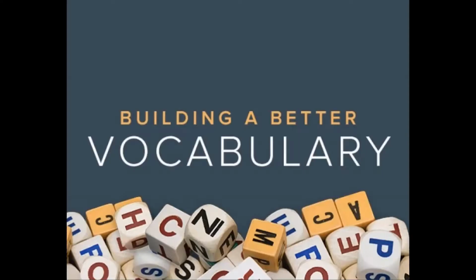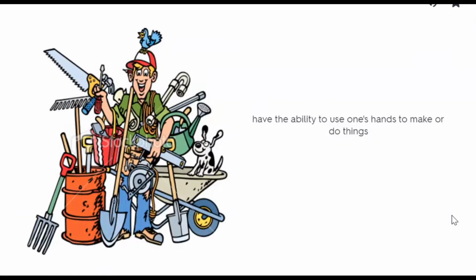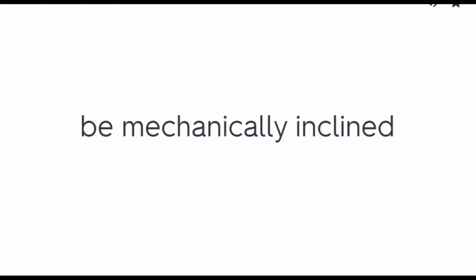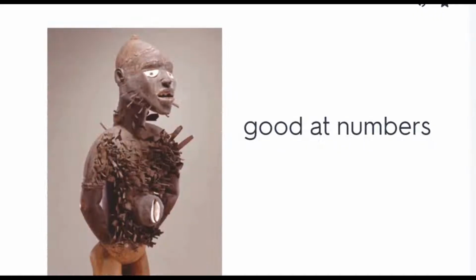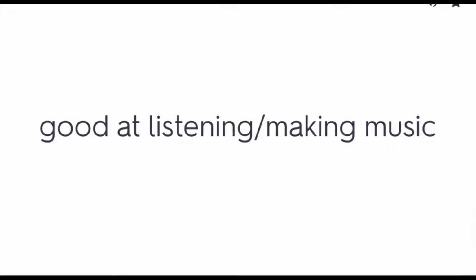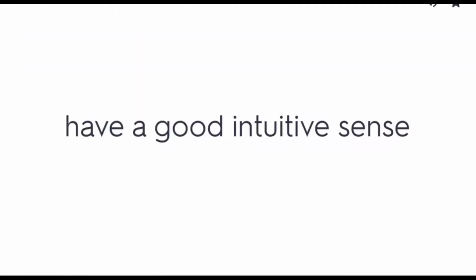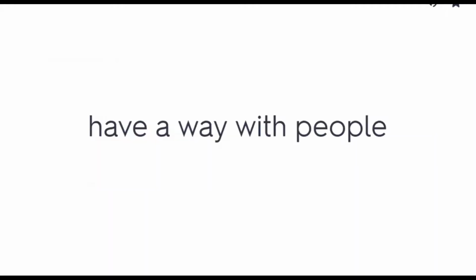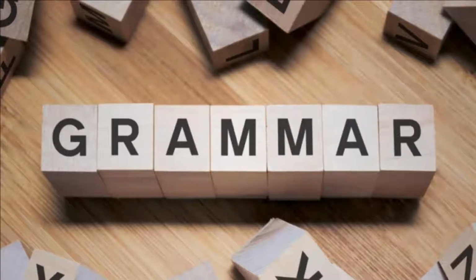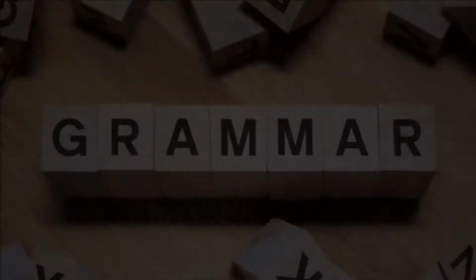In page 88 you will find some expressions to describe talents and strengths, such as be good with one's hands, mechanically inclined, have a head for figures, have an ear for music, have an eye for detail, have a good intuitive sense, have a way with words, have a way with people, and have a knack for. You must learn these expressions because you will need them for the next exercises in order to describe other people's talents and strengths.